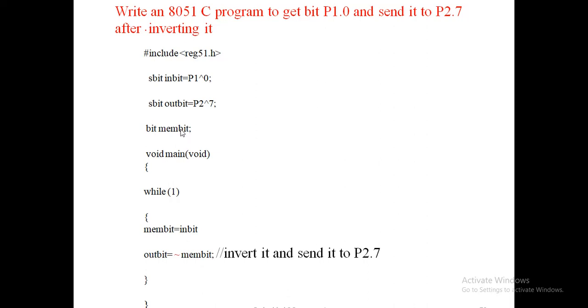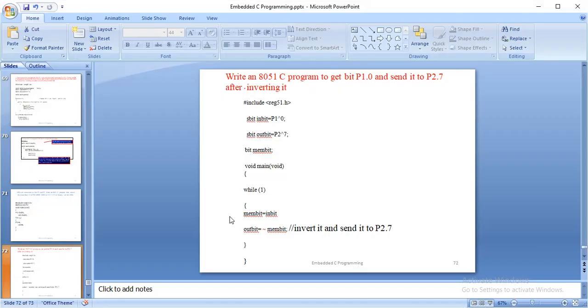Here it should be inverted. After that I send to P2.7. So void main, while of infinite loop, MEM bit equal to in bit. Whatever input I am taking from P1^0 is assigned to MEM bit. MEM bit has to be complemented. If it is 0, it becomes 1 after executing this instruction. After that you send to P2.7. Get input from P1.0 and send it to P2.7 after inverting it.